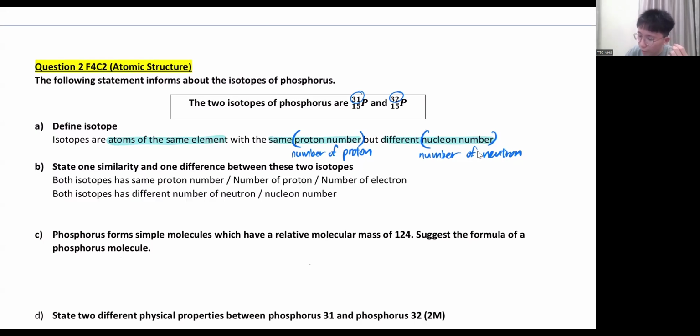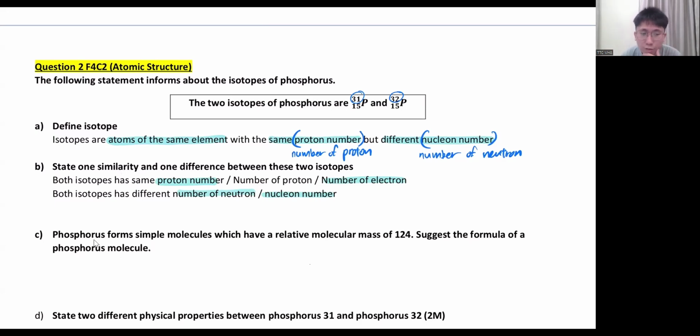So you can see that both isotopes have same proton number, number of neutron or number of electron. Again, of these, you choose one. Then isotopes have different number of neutron or different nuclear number. Up to you. You're going to say, teacher, if you know how to write the definition, we also know how to write the similarity and differences, right? Definitely. But we are putting it here because we combine many possible questions into one question, so that you actually face different kinds of question at the same time.